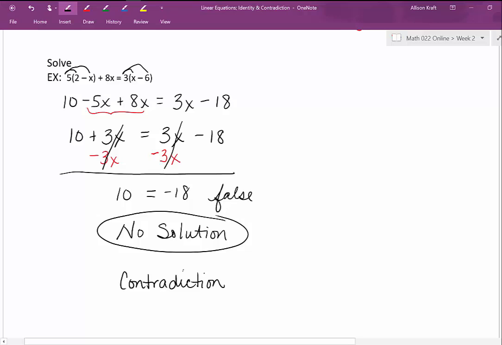I personally prefer to always move my variable terms first, but I know some people move their constant terms first. If you do that, it's possible that you would get a different false statement. You might get something like 28 equals 0 or 0 equals -28. These are still false statements, still gets us to the correct answer of no solution.